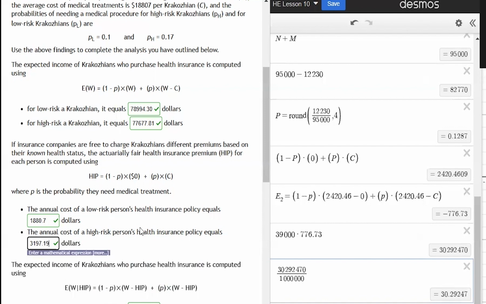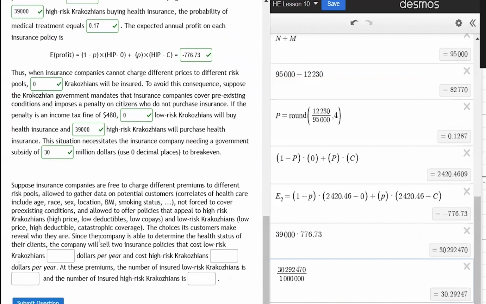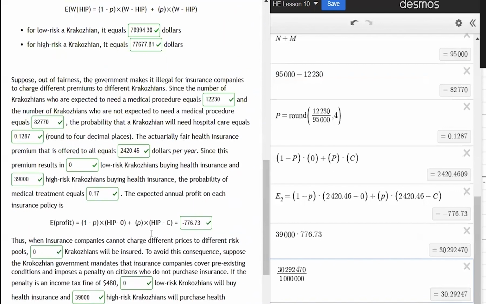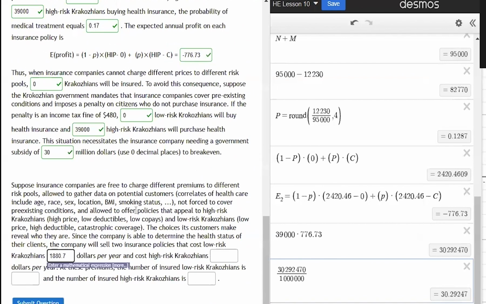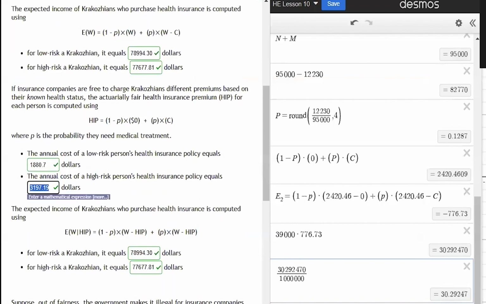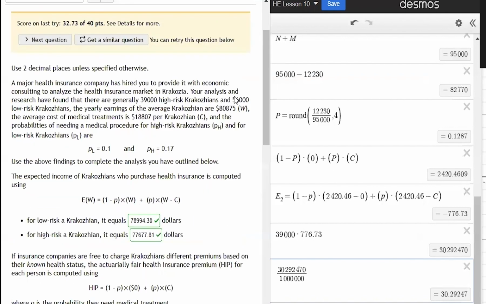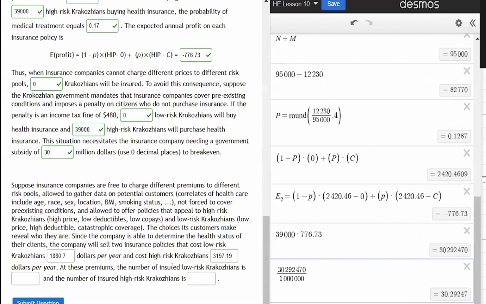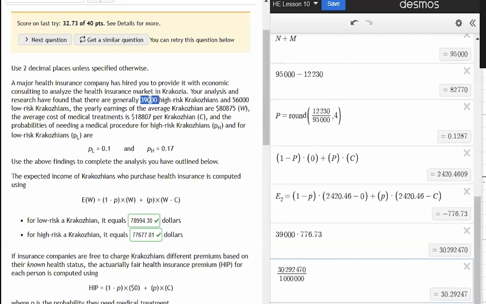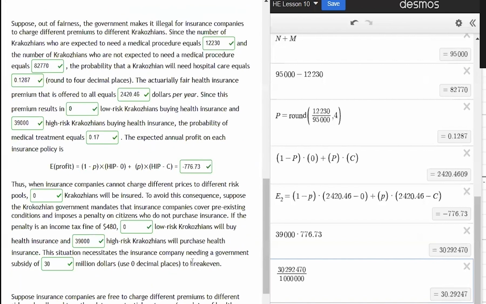If insurance companies can do that and they charge a premium up to and including the most each segment's willing to pay, then everybody in Caucasia is going to insure. The company will sell 2 insurance policies that cost low risk Caucasians that amount, and high-risk Caucasians, that amount. All 56,000 low-risk Caucasians will insure, and all 39,000 high-risk Caucasians will insure.